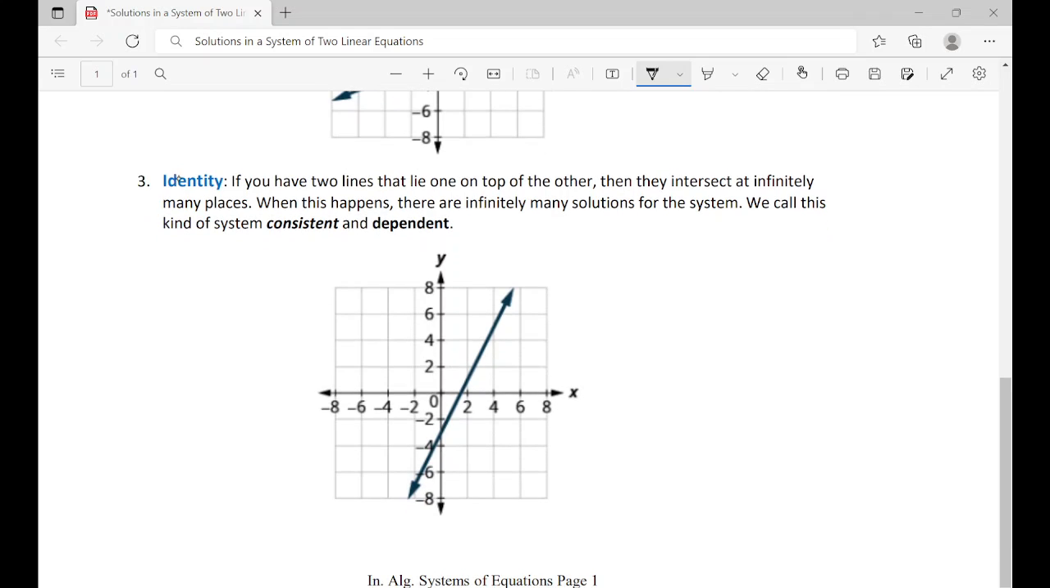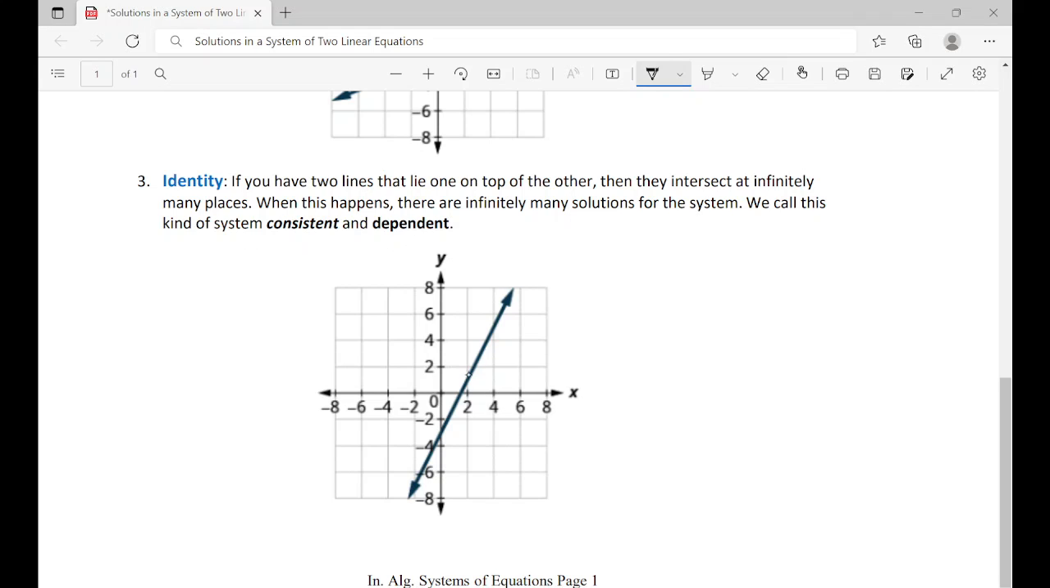Last is identity. And if you have two lines that lie one on top of the other, then they intersect at infinitely many places. When this happens, we can say that there are infinitely many solutions for the system. We call this kind of system consistent and dependent.